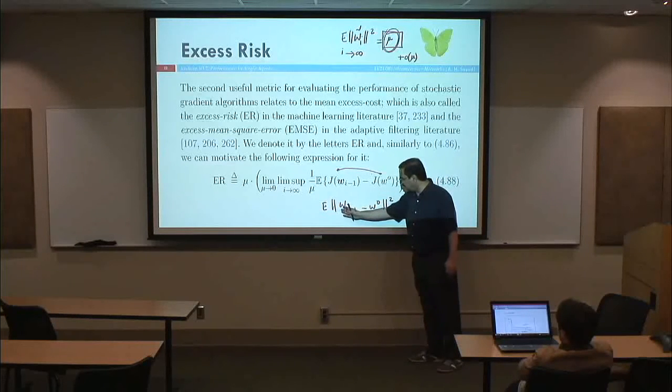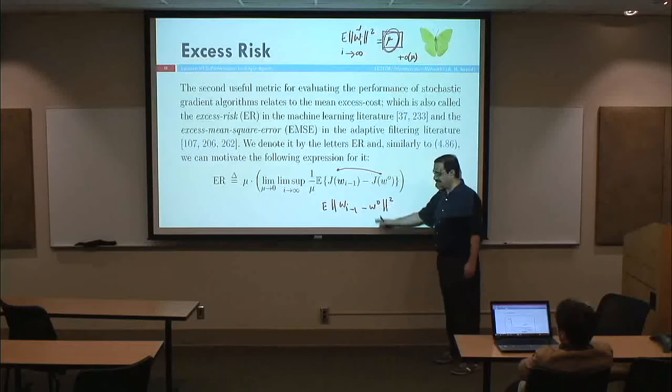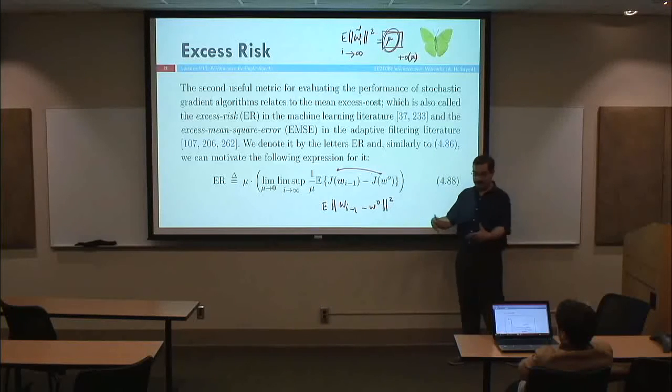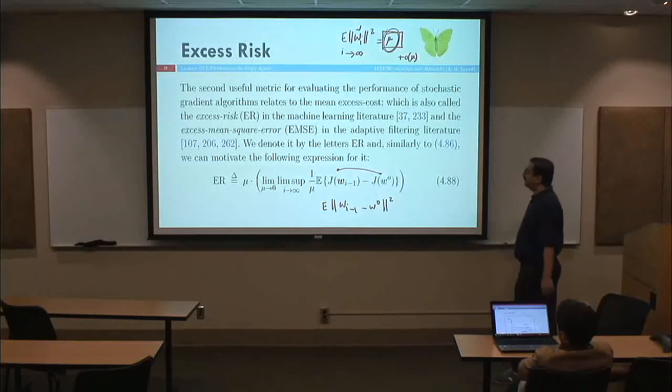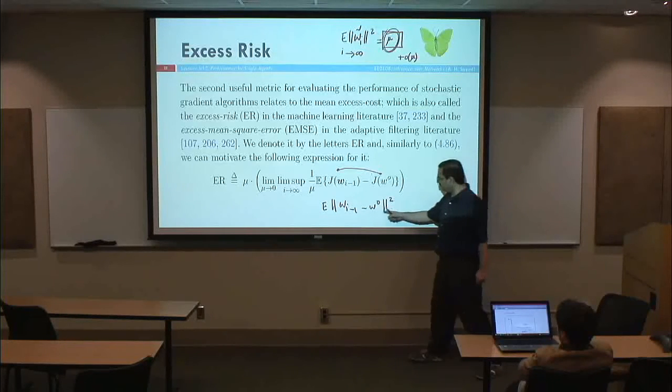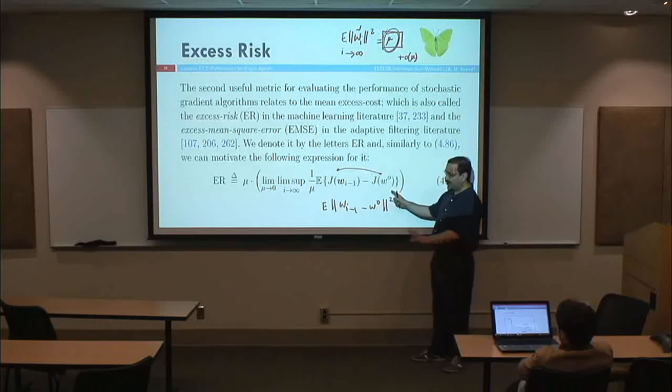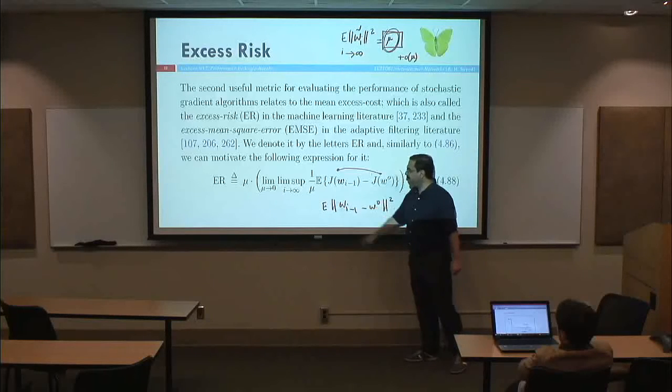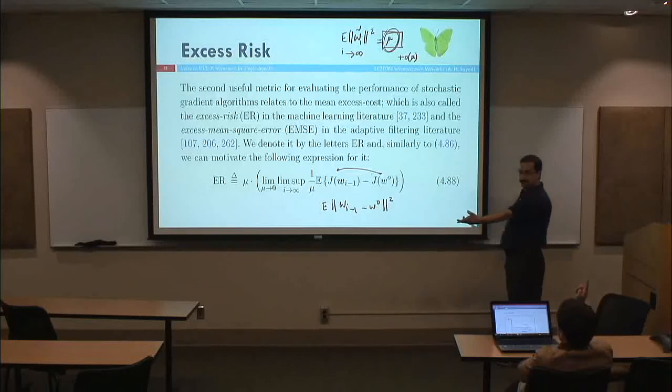Rather than knowing how close the hyperplane gets to the optimal hyperplane, depending on your problem, you might be more interested in this measure than in the previous measure. Rather than measuring mean square error like this, you would like to know on average how close the cost function is getting to the minimum value.